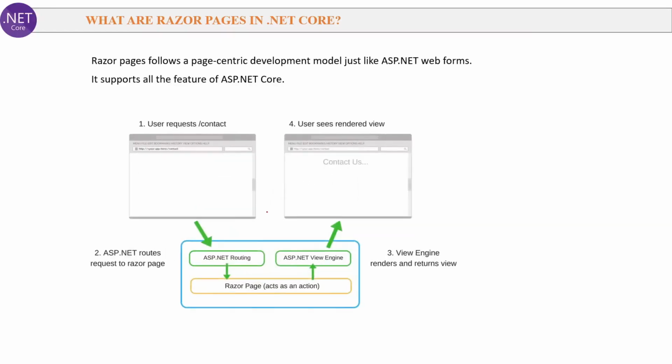Next question is, what are Razor Pages in .NET Core? Like MVC, there is one more development model which is supported by .NET Core, and that is Razor Pages. Razor Pages follow a page-centric development model, just like ASP.NET Web Forms. It supports all the features of ASP.NET Core. In the diagram, you can see a request will come, and based on the page name in the URL, it will be redirected to the Razor page.